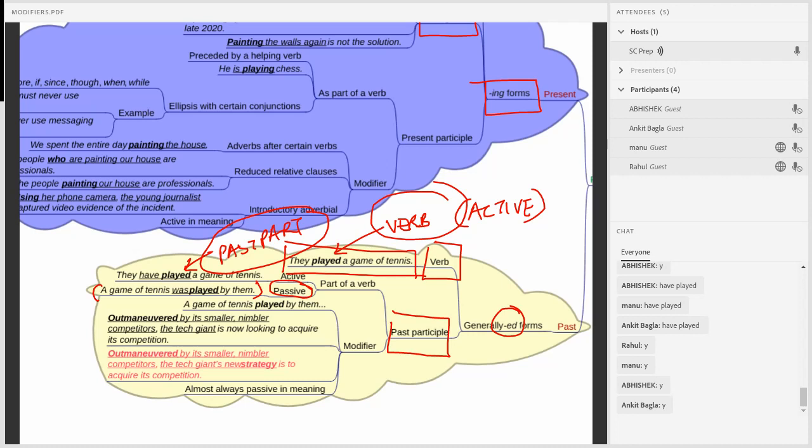But I don't have a helping verb. I'm not saying a game of tennis was played. So if I don't have a helping verb, this is not a complete verb. Played is a participle. Some of you may have also figured that out by saying, oh, played by them is describing the game. It's telling you which game we're talking about. So, a game of tennis played by them. Quick check. Is everyone comfortable with this?